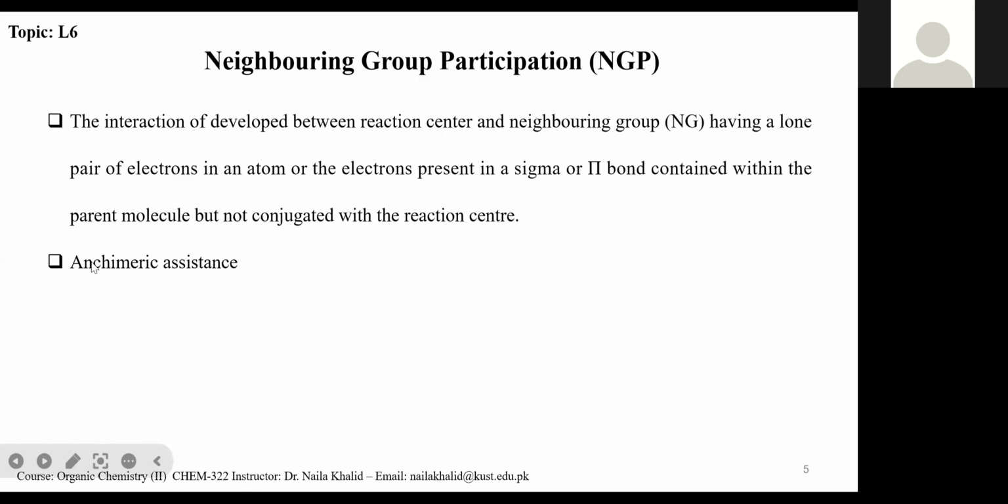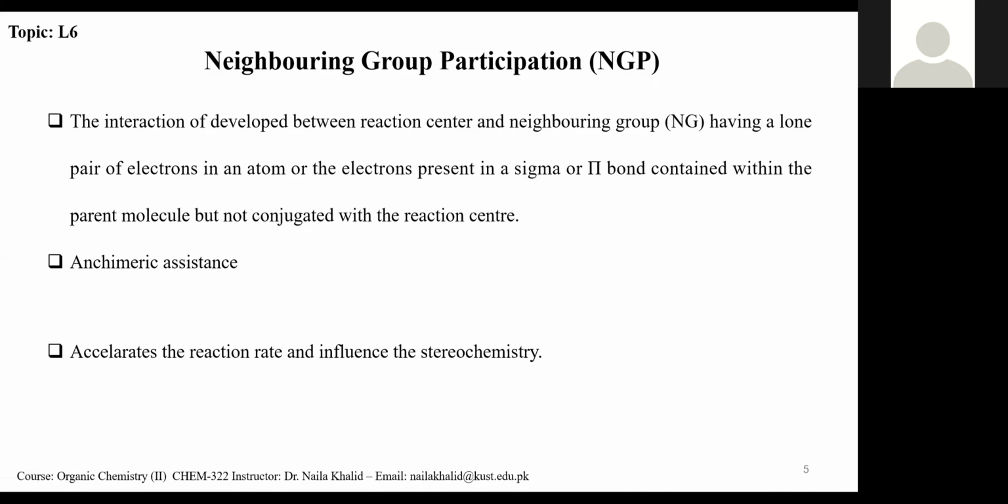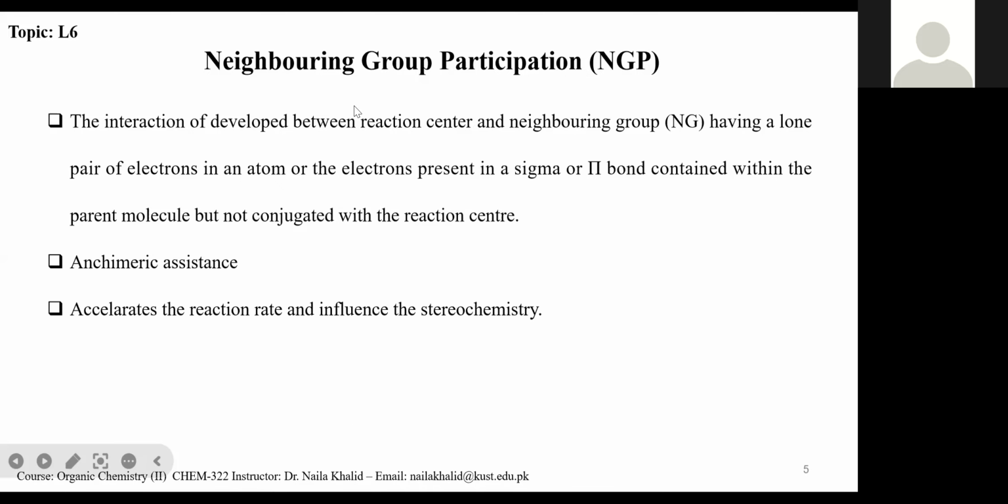Anchimeric assistance. Why anchimeric assistance? Assistance means help, that is, due to the presence of the adjacent neighboring group. This neighboring group, which is present adjacent to the reaction center, will influence its reaction rate. So this is also known as anchimeric assistance. Neighboring group participation influences the rate of reaction.